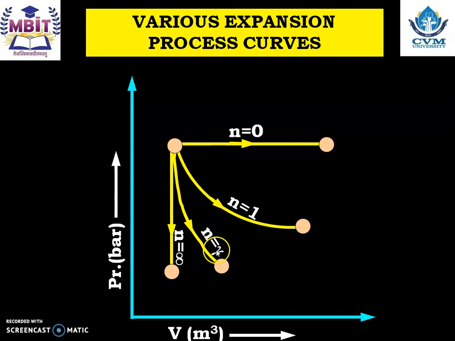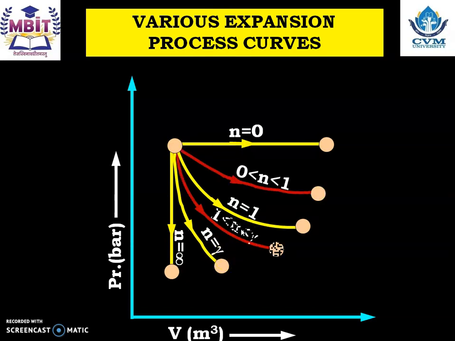n equals gamma, that is adiabatic, and the other lines, where the value of n is other than 0, 1, infinity and gamma, are the polytropic processes. And this is the representation of all processes on a single PV diagram for the expansion process.